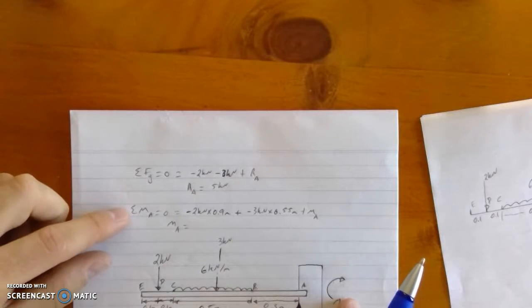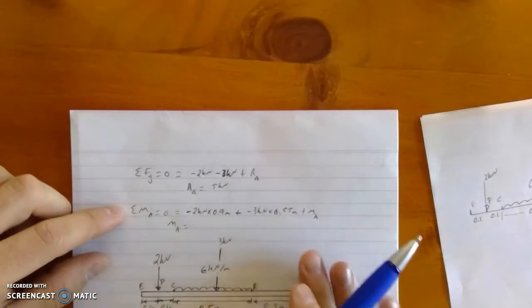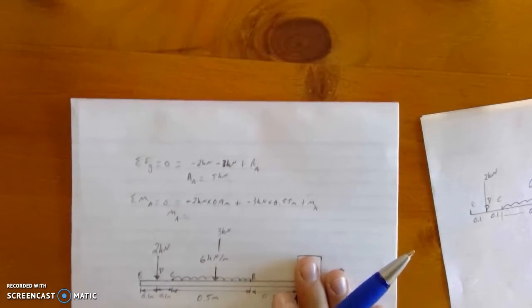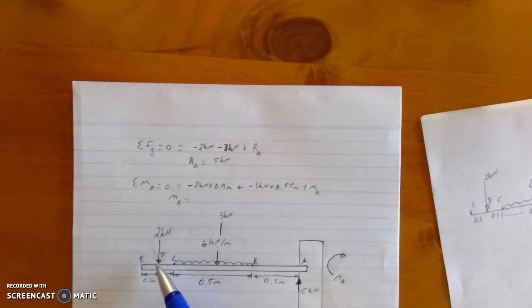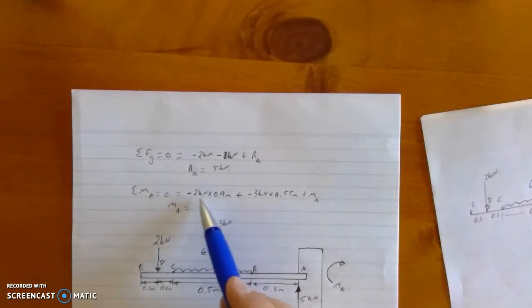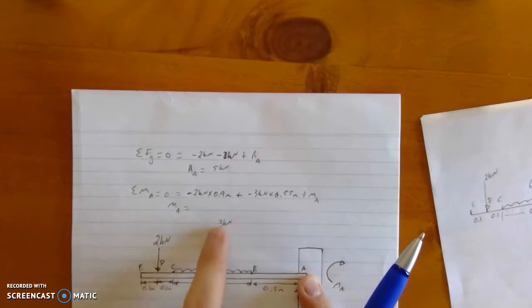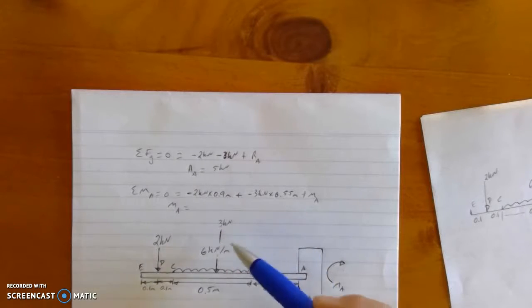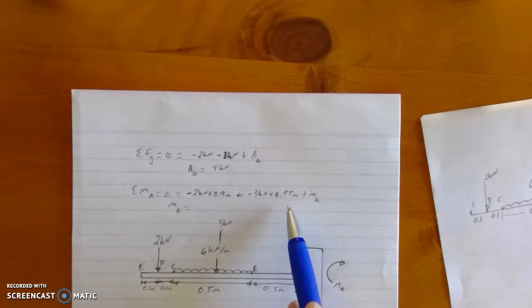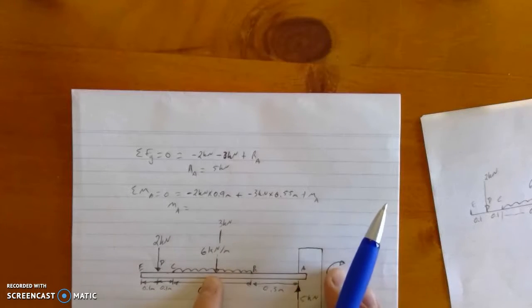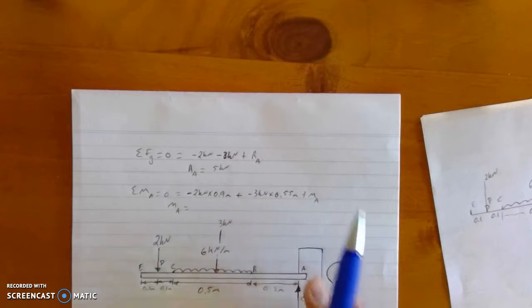Now for the moments, if you look here, there's a counterclockwise moment occurring. So we have 2 kilonewtons going down at a distance of 0.9 meters. So negative 2 times 0.9 plus the uniformly distributed load, which acts like a 3 kilonewton force at a distance of 0.55 meters, plus the moment in the clockwise direction must equal 0 at this point here.